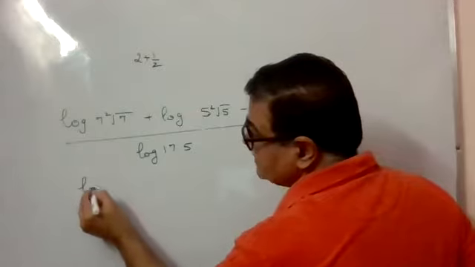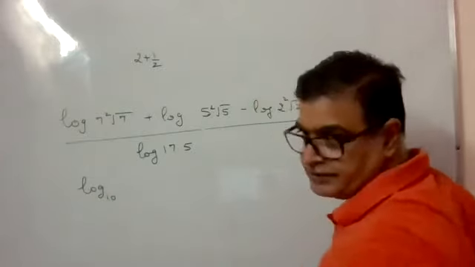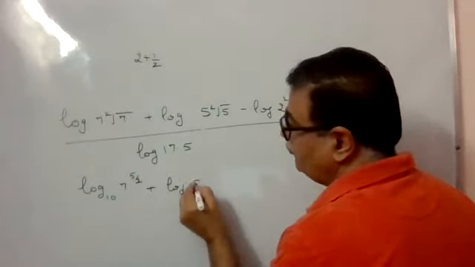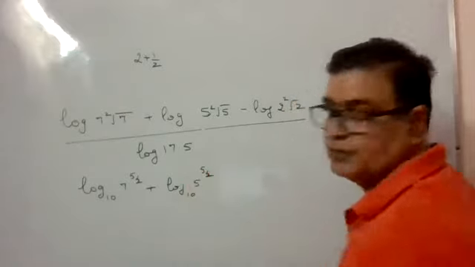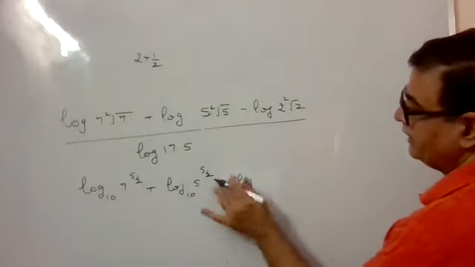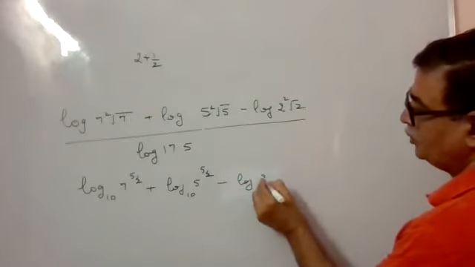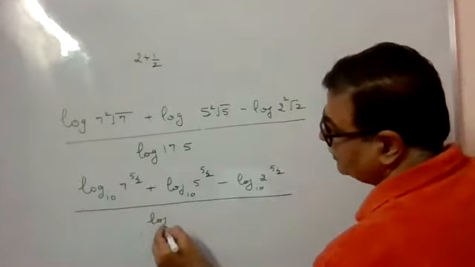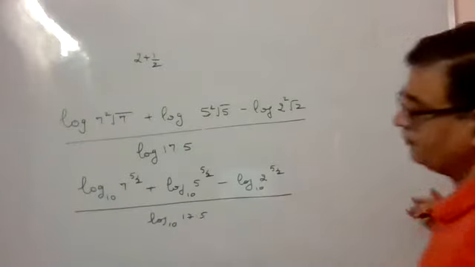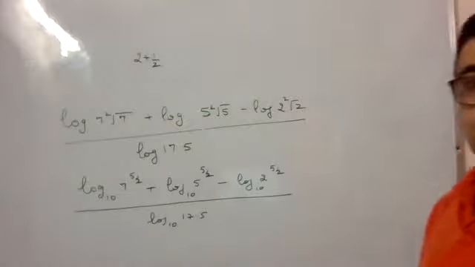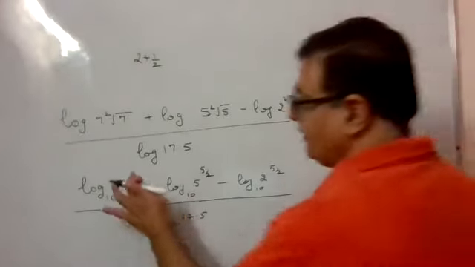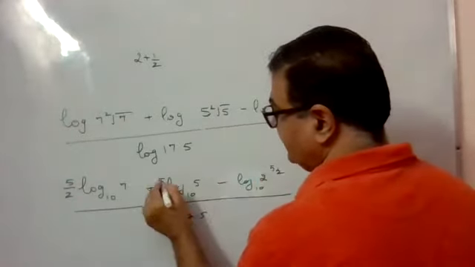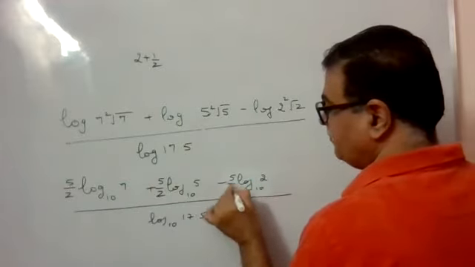So I should write this as log of, base is not given, so it is 10, 7 power 5 by 2 plus log of 5 base 10 power 5 by 2. And then log of minus is here, log 2 power 5 by 2 base 10. Whole divided by log base 10 17.5. 5 by 2 will be common in all or no? Ye 5 by 2 yahan multiple mein aa gaya, is 5 by 2 ko bhi aap multiple mein likhenge, aur is 5 by 2 ko bhi aap multiple.